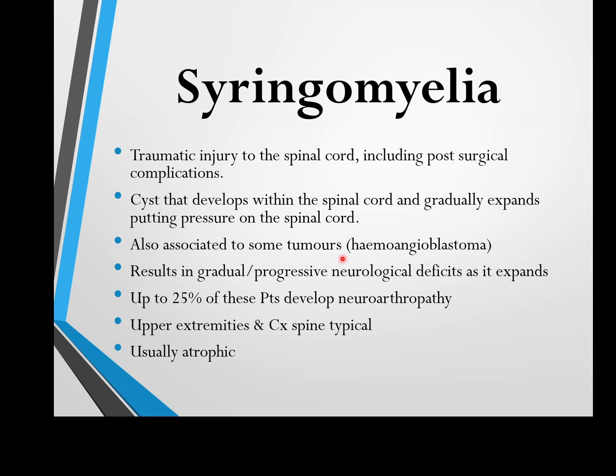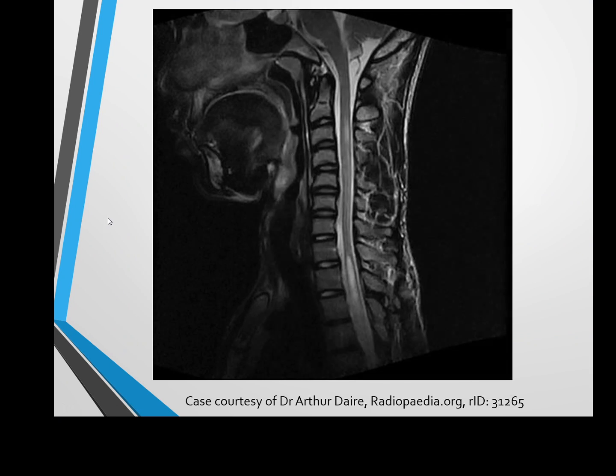It's also associated with some tumours, so a hemangioblastoma is also associated with syringomyelia. It results in a gradual and progressive neurological deficit as it expands outwards. Up to 25% of patients will develop neuroarthropathy, usually affecting the lower extremities, and cervical spine is quite typical and is usually got an atrophic appearance.